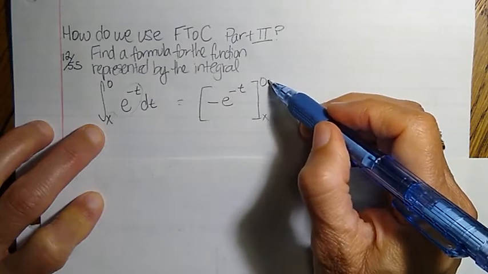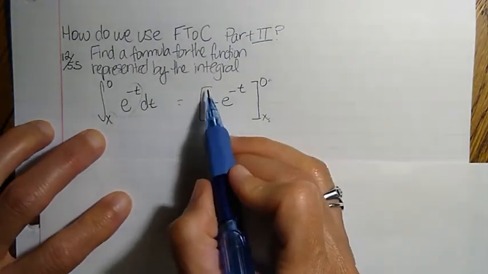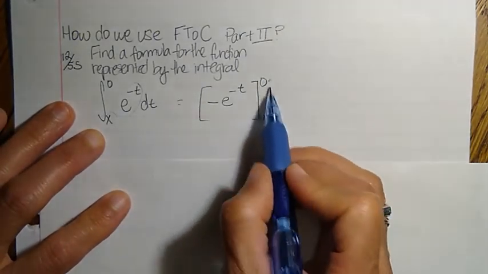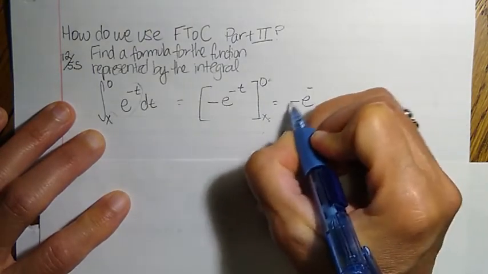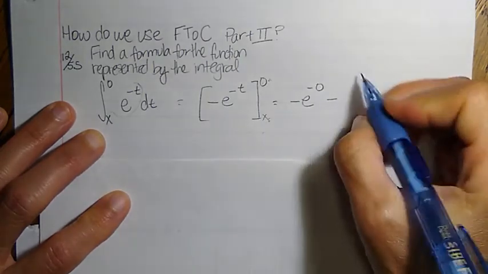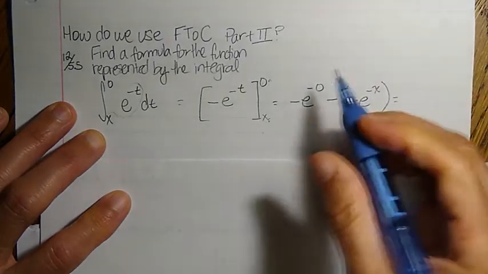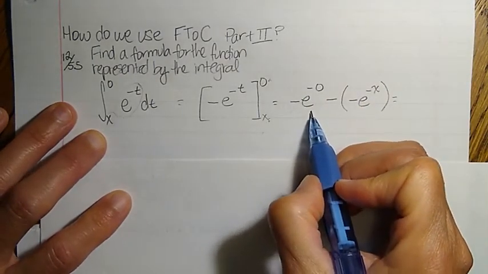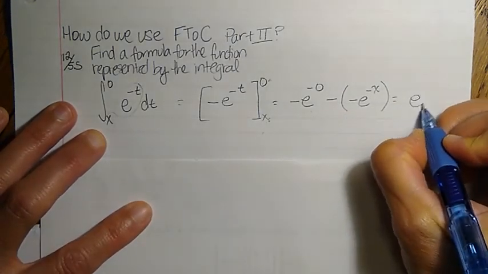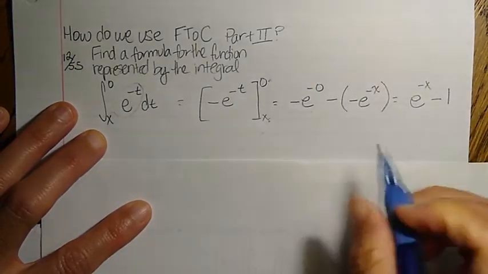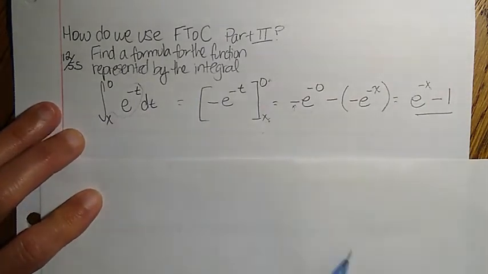So I evaluate first at the right-hand endpoint, then I subtract off what I get when I evaluate the left-hand endpoint, and so I use this bracket notation with those endpoints here. And I evaluate, I get negative e to the negative x minus negative e to the negative 0, which all boils down to, this guy right here is 1, because e to the 0 is just 1. And this is adding 1 because of the minus, so we get e to the negative x minus 1. That's the formula for the function represented by the given integral.